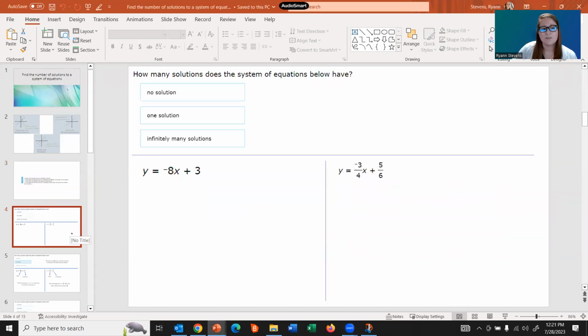Let's take a look at this first one. How many solutions does this system of equations below have? We're looking at these two equations. We have y equals negative 8x plus 3, and we have y equals negative 3/4 x plus 5/6. And we have to decide: is there no solution, is there one solution, or are there infinitely many solutions? So the first thing you want to look at is we want to check the slopes.